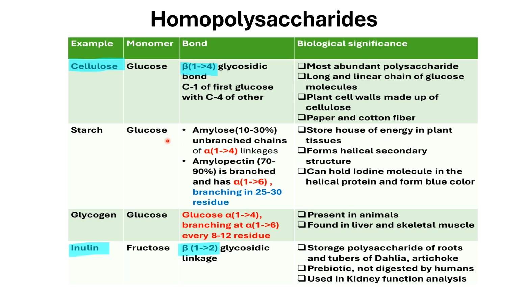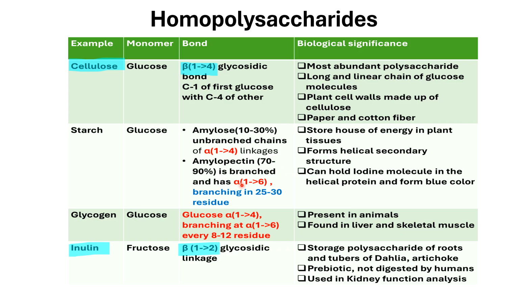Similarly, starch is also made up of glucose, but it consists of two types of structures. One is amylose, second is amylopectin. Amylose constitutes about 10 to 30% and amylopectin constitutes 70 to 90%. What's the difference between the two structures? Amylose is a straight chain structure. It consists of glucose joined together in only alpha 1,4 linkage. If we see amylopectin, then in addition to alpha 1,4 linkage, it also has branching.